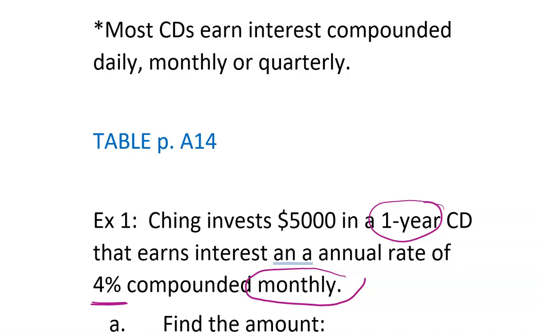Flip back to your table on page A14. Notice along the side you have a list of percentages. They go up by 0.25%. It goes anywhere from 0.5% up to 13.25. It'll go on and on and on, but they've limited the table to that. Notice there's two sections of the table.